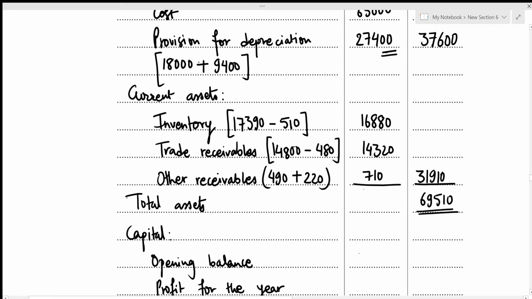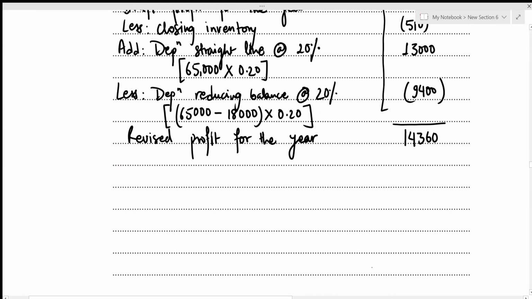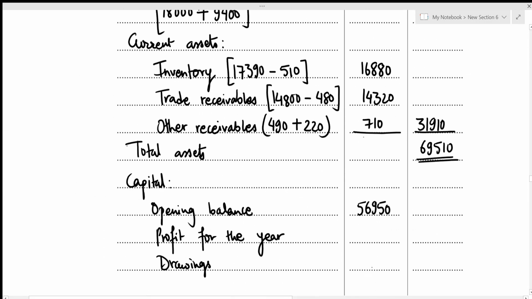So that's just going to be 56,950. Then for the profit for the year, we will use the revised profit for the year that we calculated in the previous part. Let's have a look. We calculated it to be 14,360. So we're just going to substitute this value right there.